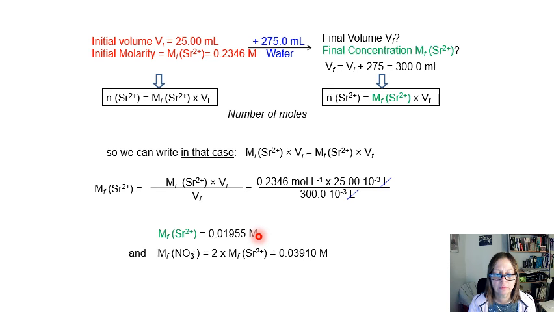0.01955 molar, and the concentration of nitrate ion would be 2 times that of the strontium ion, since we have 2 nitrates per strontium nitrate, so it will be 0.03910 molar. As usual, pay attention to the sig figs. Here we have 4 sig figs, like we had here and we had here.